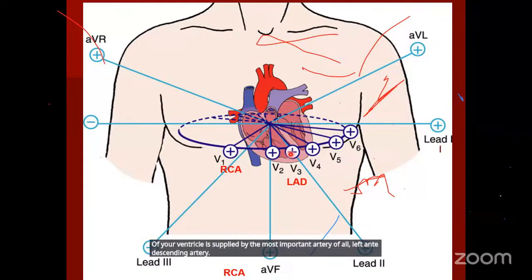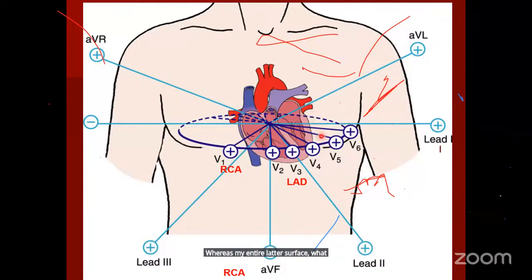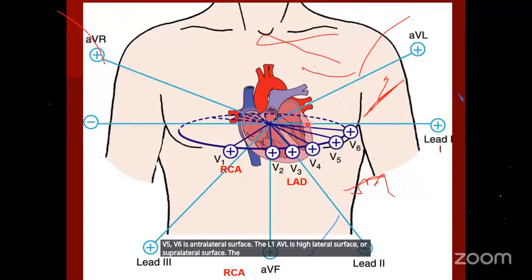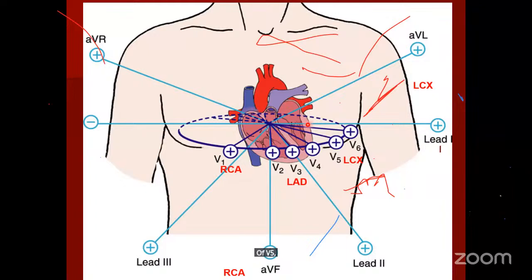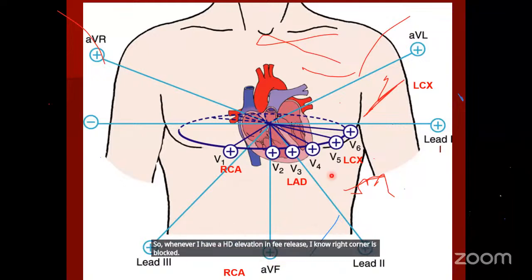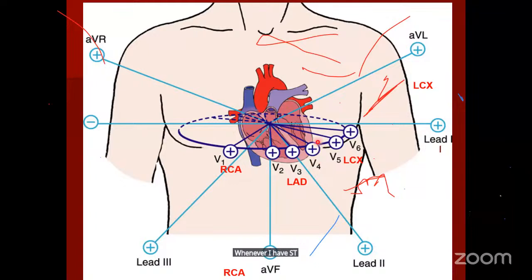Whereas my entire lateral surface, what is the entire lateral surface? V5, V6 is the anterolateral surface. L1, AVL is the high lateral surface or superolateral surface. The entire lateral surface of V5, V6 and also L1, AVL is supplied by the circumflex artery. So whenever I have ST elevation in the inferior leads, I know the right coronary is blocked. Whenever I have ST elevation in V2, V3, V4, I know the left anterior descending is blocked. Whenever I have ST elevation in V5, V6, L1, AVL, I know the circumflex is blocked.